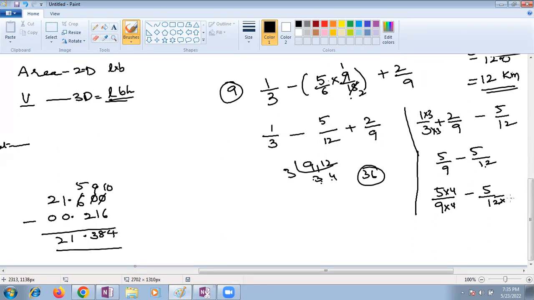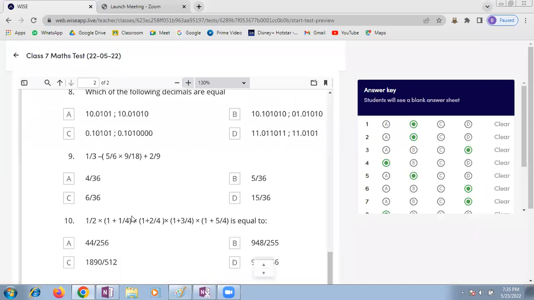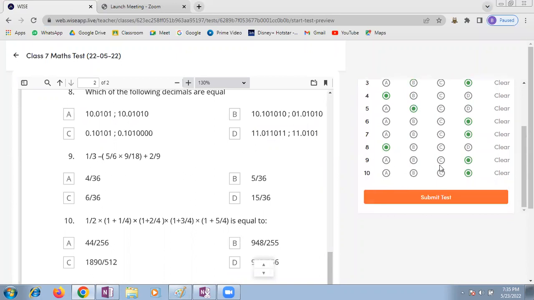20 minus 15 by 36. Ma'am, I kept 5 by 36, it's showing D is the correct option. No, you are correct. You are absolutely correct, children. Let me update right now. I was thinking 5 by 36, ninth question. Yes, ma'am, it's the B option.